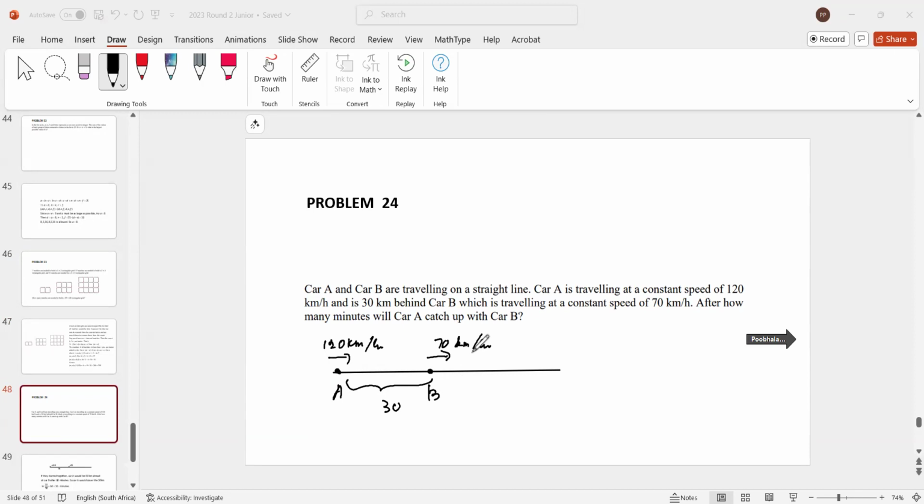Okay, so you want to know after how many minutes he will catch up with B? Well, that should be easy enough. In 1 hour, A would have traveled 50 kilometers more than B. So in 1 hour, A covers 50 more than B.